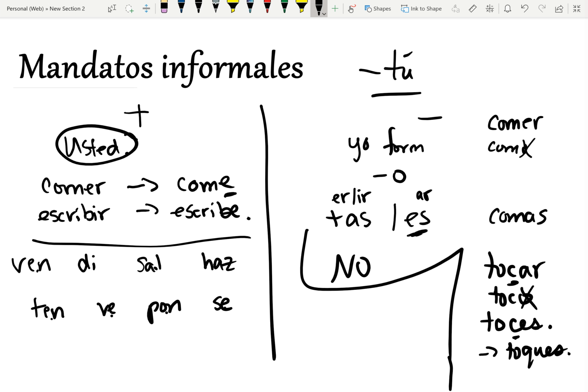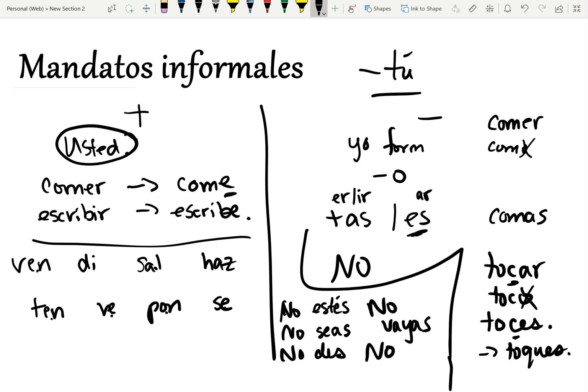Now there are some exceptions, and these are the same exceptions as the formal commands. No estés. Don't be. No seas. Don't be. No, sorry, I blank out for a second. Don't give. No vayas. Don't go.